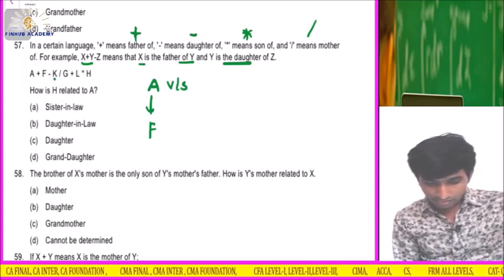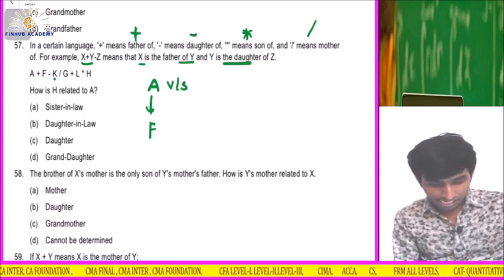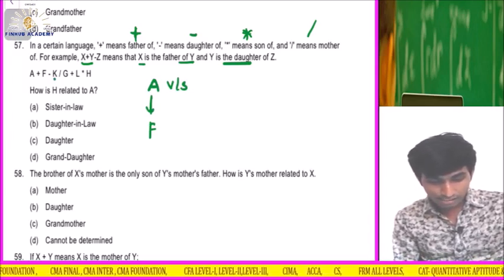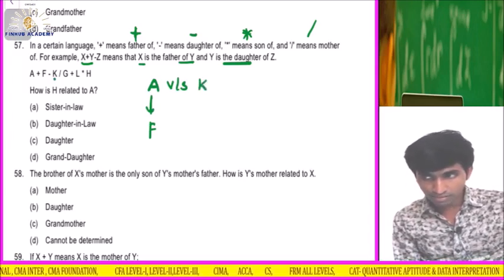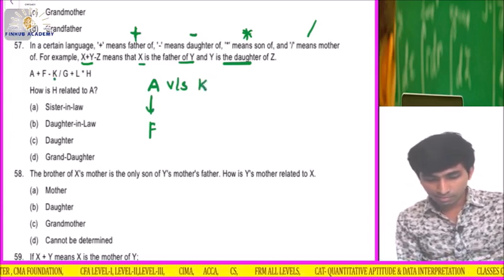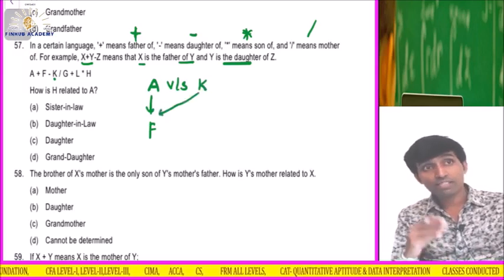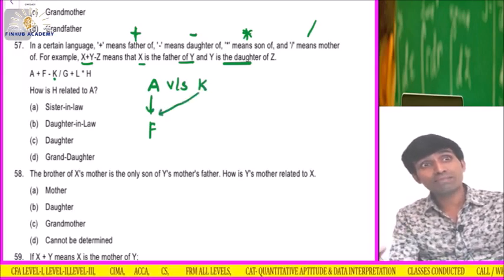Minus k. Where is minus? K. Minus k means F minus K. F is daughter of K. That means obviously, if F is daughter of K, these people are husband and wife. F is daughter of K means K is mother.